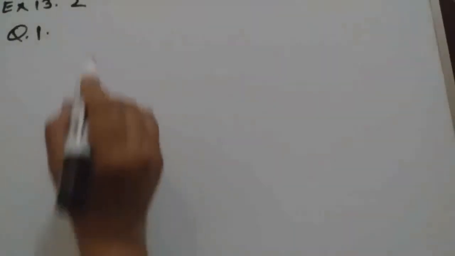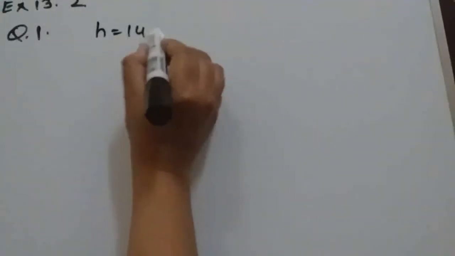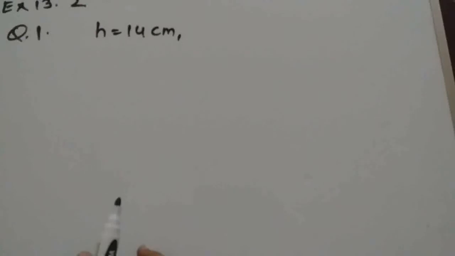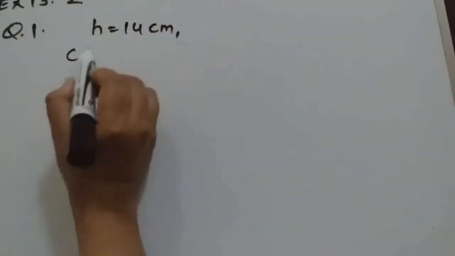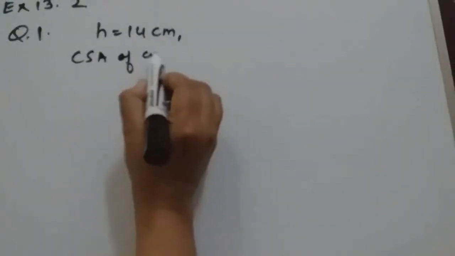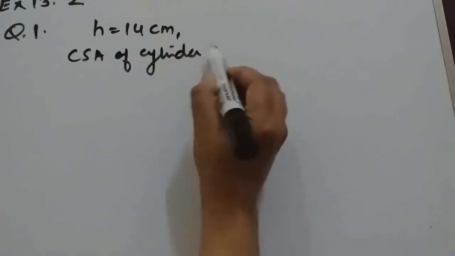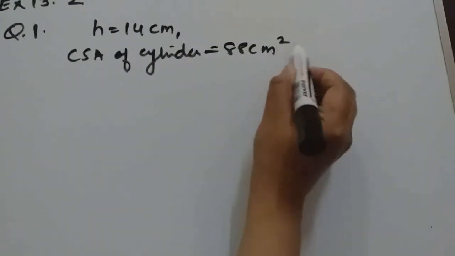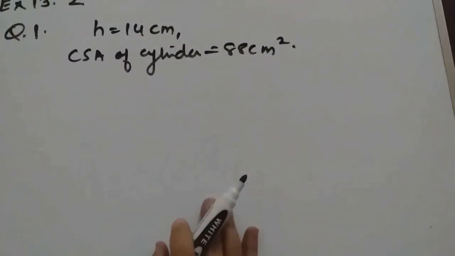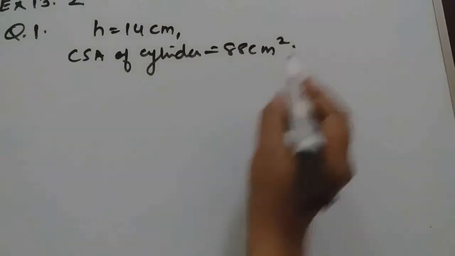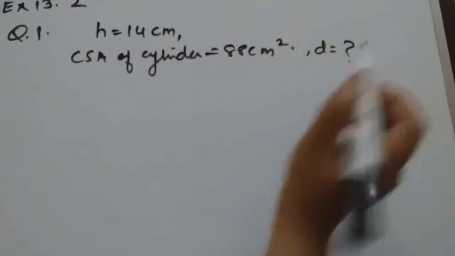The first question is: the curved surface area of a right circular cylinder of height 14 is 88 cm². The height is given as 14, and the curved surface area of the cylinder is 88 cm². Then find the diameter of the base of the cylinder.